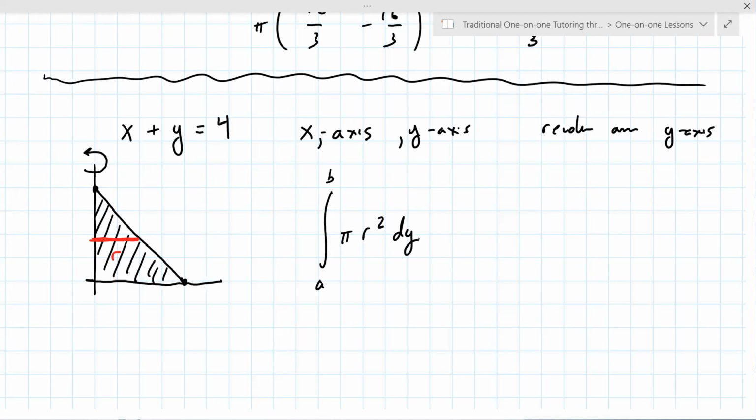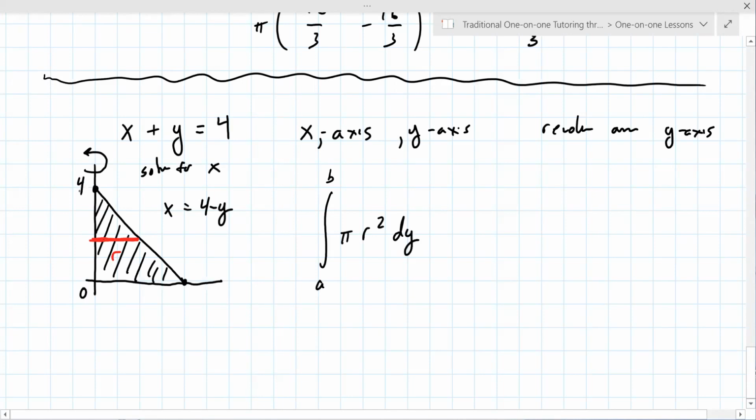Gotcha. Okay, so in this case, your r, you have to solve for x, which is a little bit awkward. X is 4 minus y. We're used to solving for y almost all the time. And notice I did not give you the bounds of integration. You have to find them. You're going from 0 to 4. And that's just where it hits the y-axis.